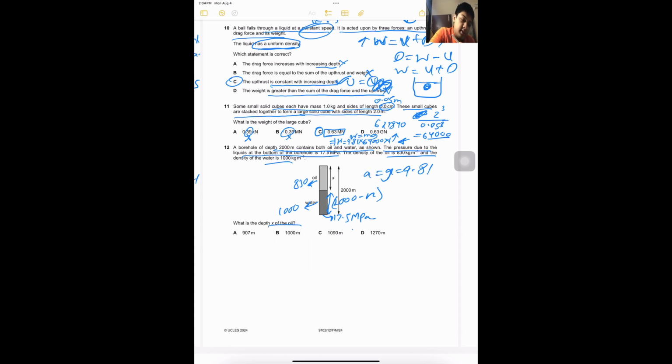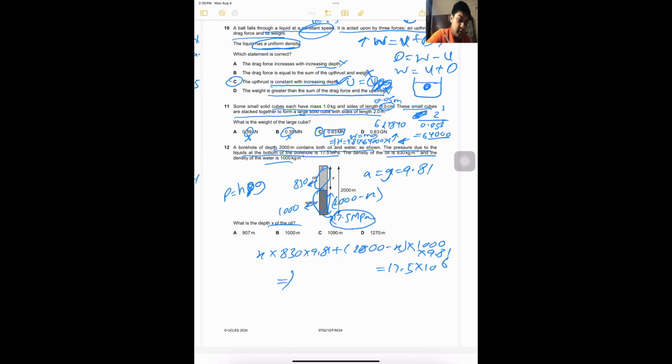So the pressure at this point plus the pressure at this point is equal to 17.5 megapascals. And so we will use the formula pressure equals H rho G. So let's do it. So x into 830 into 9.81 plus 2000 minus x into 1000 into 9.81 equal to 17.5 into 10 to the power 6.